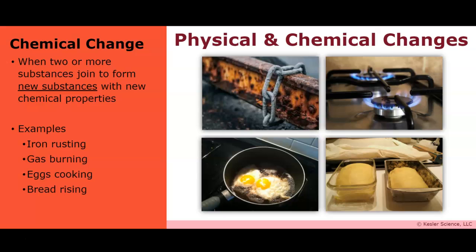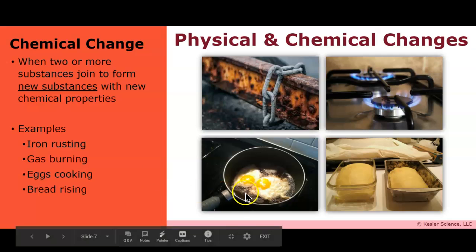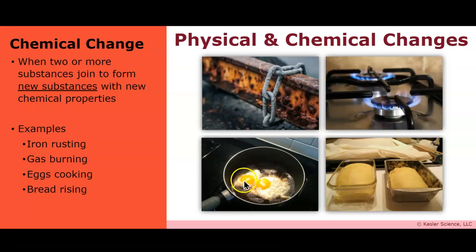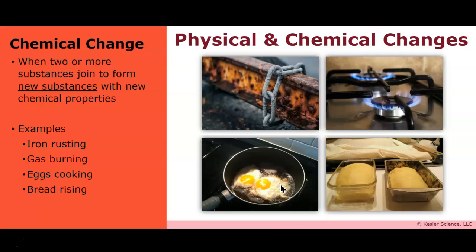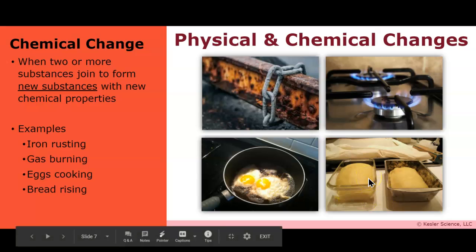For instance, iron rusting. When iron and water combine, we get rust. Gas burning. A flame is an indication of a chemical change, because that is showing that there is a chemical change happening. The release of that heat and that light shows that that is a chemical change. Eggs cooking. Now, when eggs cook, the proteins in the egg change form, they break apart and then come back together as a different substance. And bread rising. Again, that's a chemical change.